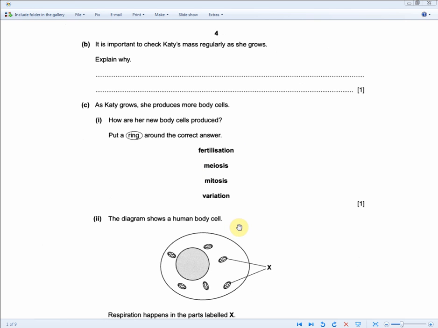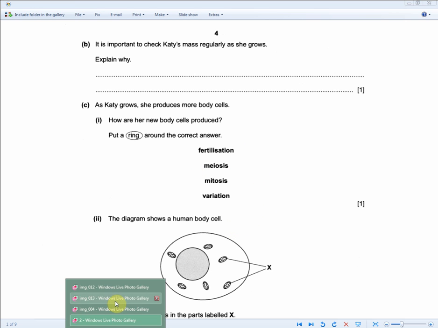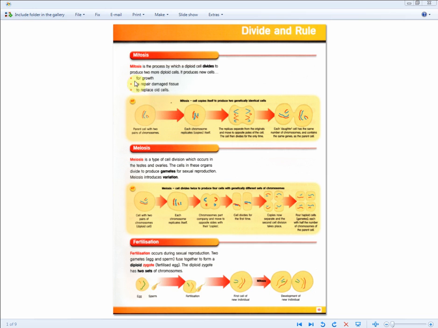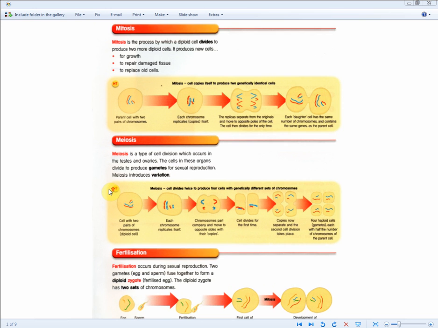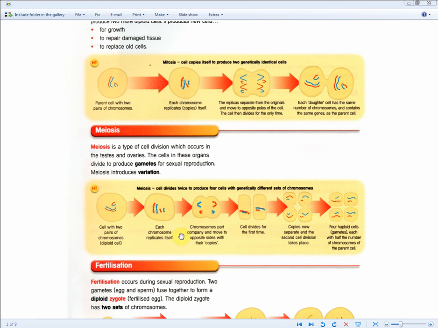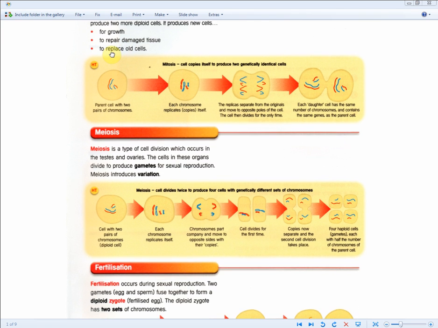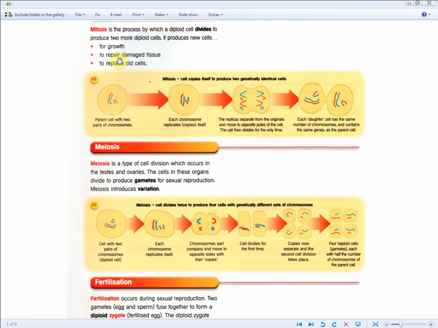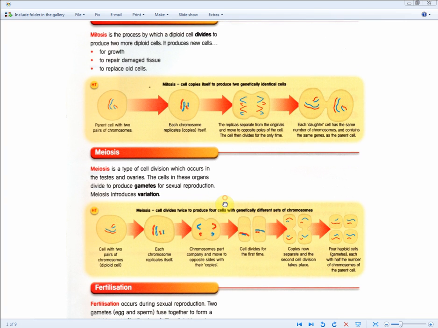So for 1 mark, how do you know which is which? Basically, they're asking you about this section here. But they're not asking you about the difference between the 2. Then it's likely to be asking you about this section, where it's either for growth, repairing damaged tissue, or replacing old cells, or the gametes, sexual reproduction, variation type of question. So it's mainly two different styles of questioning that they can do for this page of the revision guide.